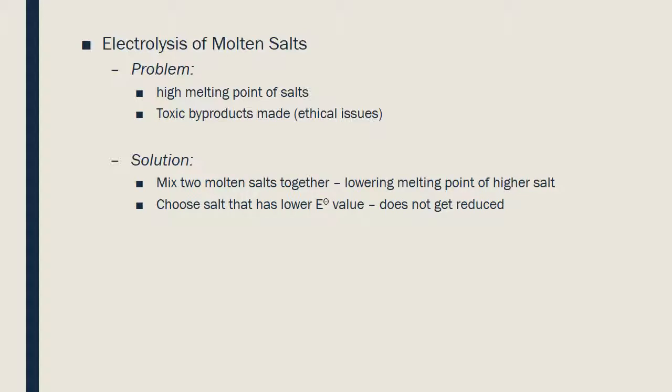But what we can do in our solution, to try to make it cheaper, is mix two molten salts together, lowering the melting point of the higher salt, which is pretty cool. Then we make sure we choose a salt that has a lower E theta value on the reactivity series so that it does not get reduced.